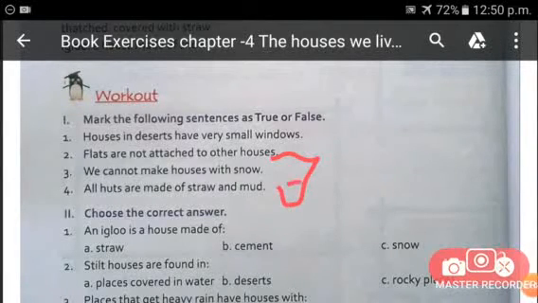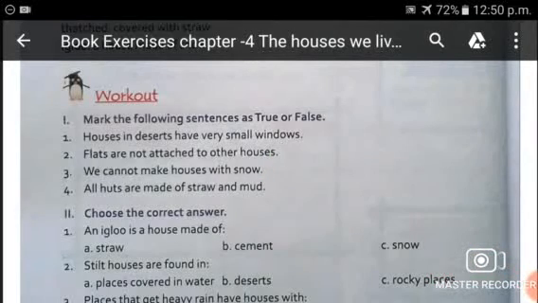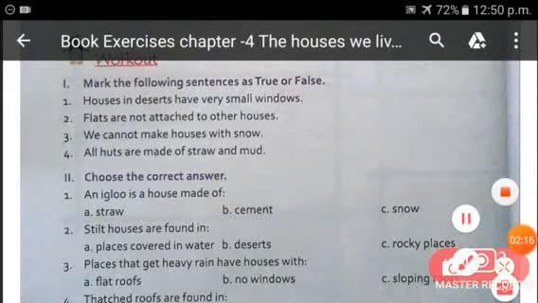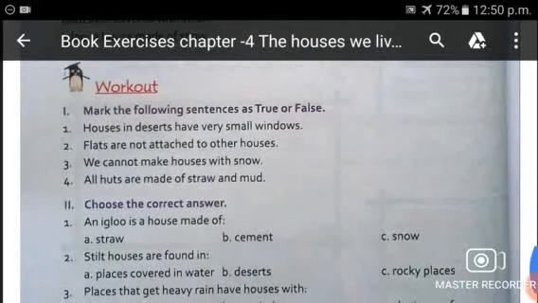So this statement is false, because we can make our houses out of snow. The statement says we cannot make our houses with snow, so it is false. So write F over here. Okay students, F for false. Now move to the next sentence: all huts are not made of straw and mud. Is it true or false?